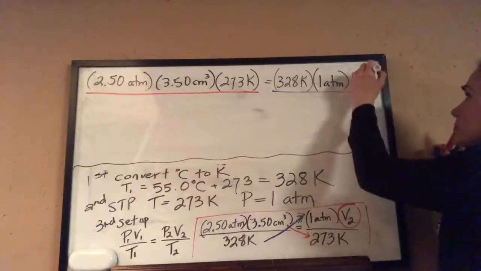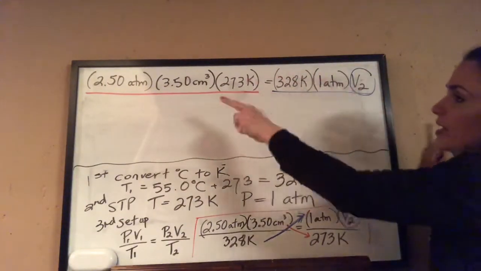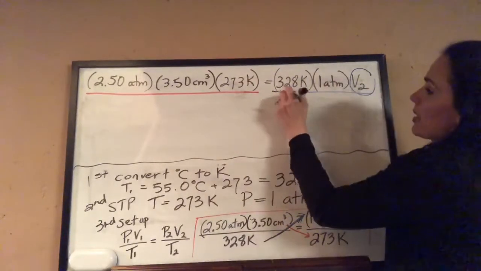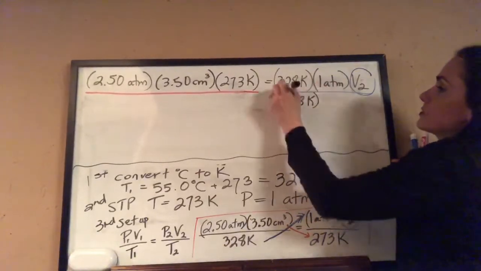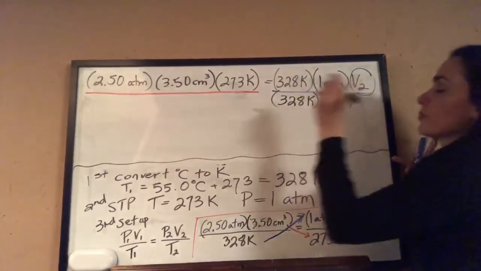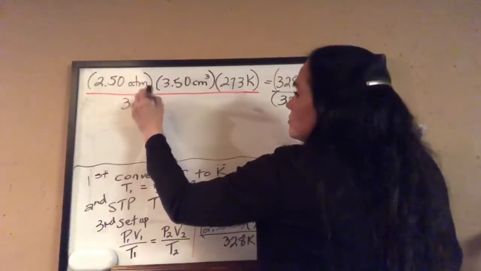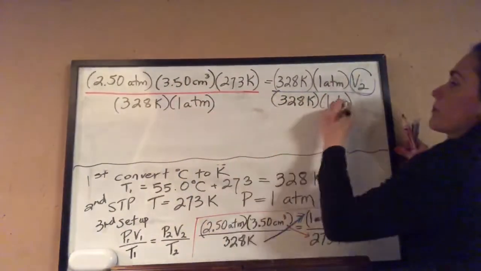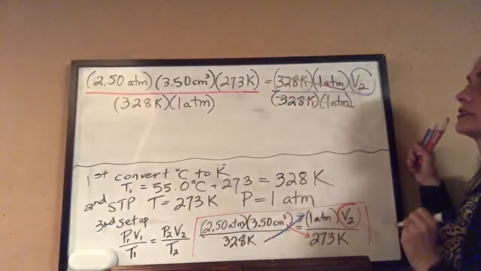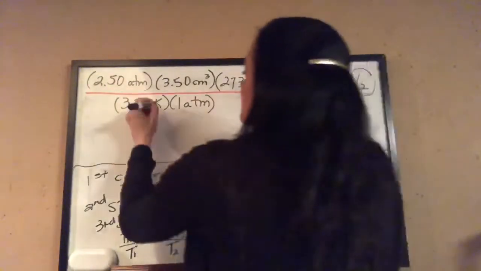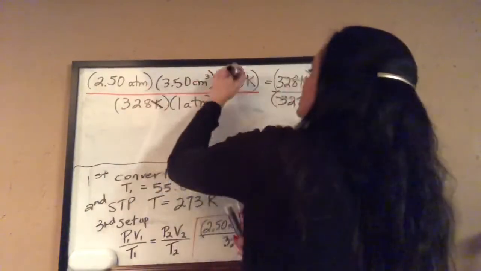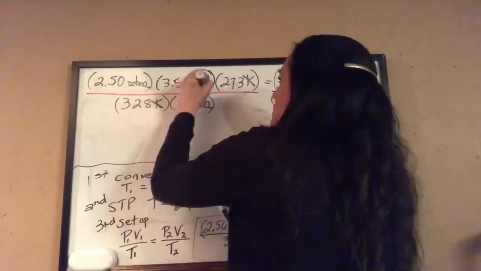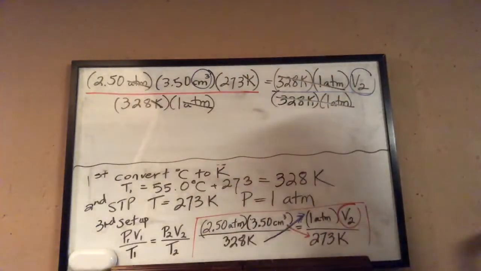Now our variable is the volume. So we need to divide both sides of the equation by whatever V2 is being multiplied by. Okay, now it's just an algebra problem. 328 Kelvin, 1 atmosphere. What we do to one side of the equation, we need to do to the other side of the equation. That all cancels out. Now, if we look over here, units that are similar cancel out. Kelvins cancel out. Atmospheres cancel out. And we're left with units of cubic centimeters, which are appropriate units for volume.